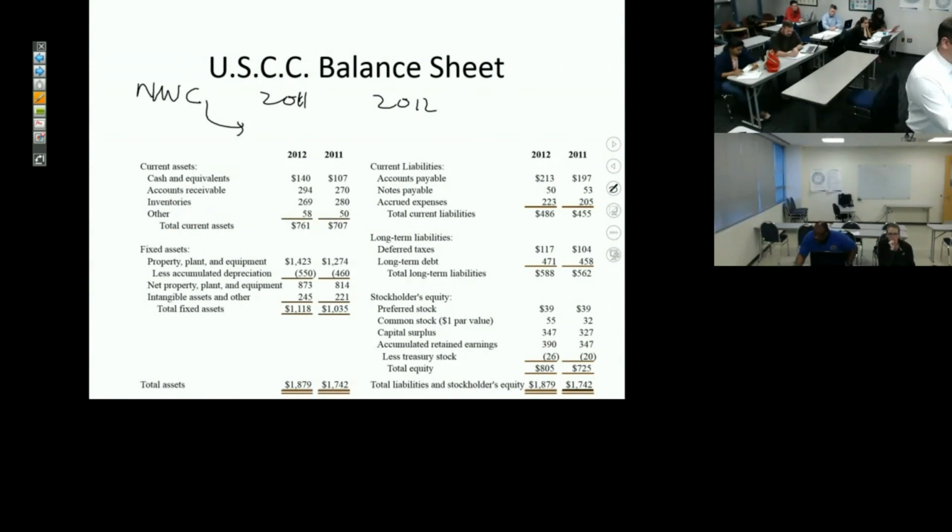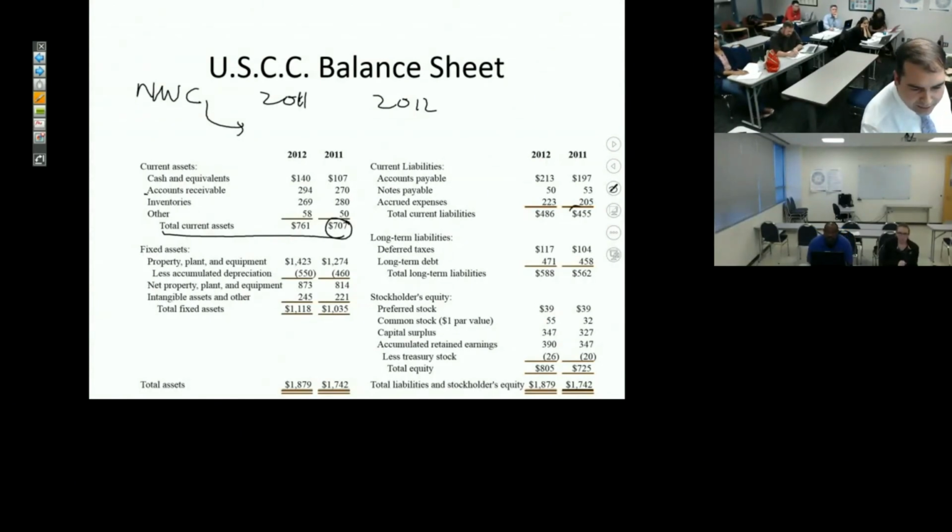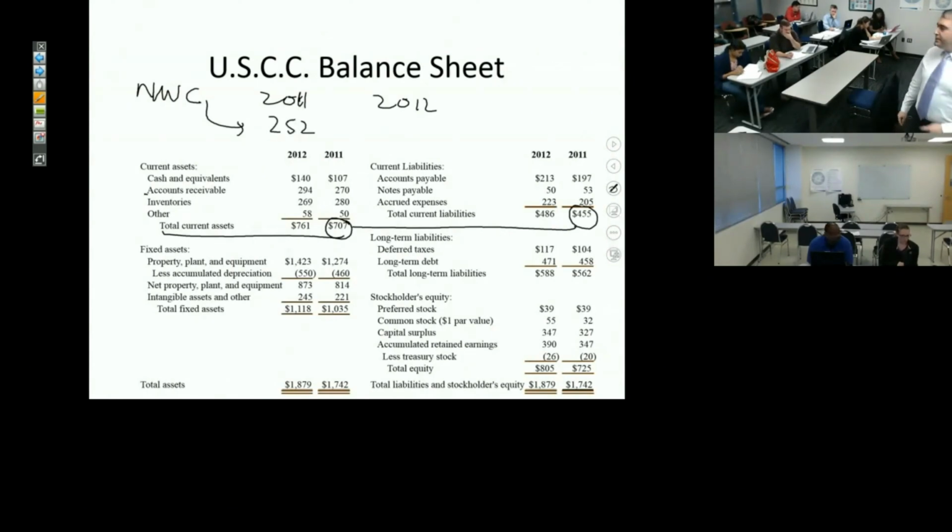Okay. So let's do that. The total current assets are these for 2011, and current liabilities are these. So you subtract these two. For 2011, how much? 252. So our need for net working capital is 252. What does that 252 mean? That means we have a total of $707 in current assets, but we only need $252 from our own pocket. The remaining has been financed by the current liabilities, by the suppliers, by the other parties.